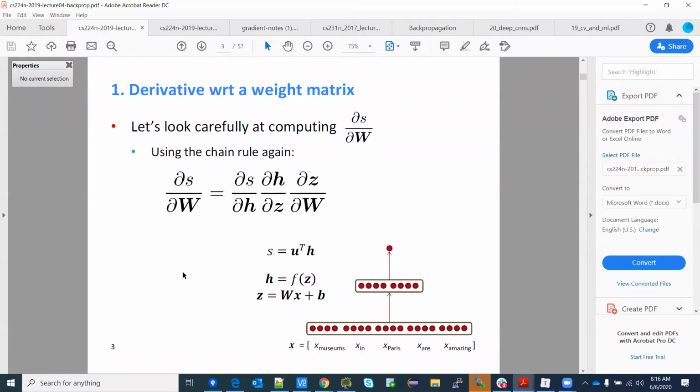Yeah, so normally when you write vector notation, you mean a column vector, right? In this case, it's taking U transpose to say that we need a row vector, and H is a column vector. You're right, they're the same dimension, and so U transpose H is basically the dot product between the vectors U and H, and that's going to give you a scalar, which is the score.